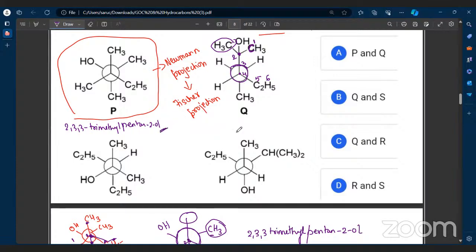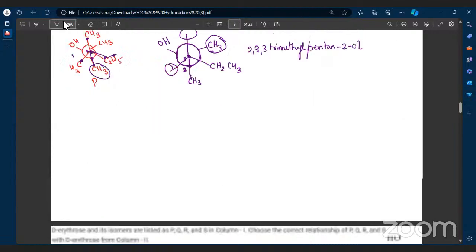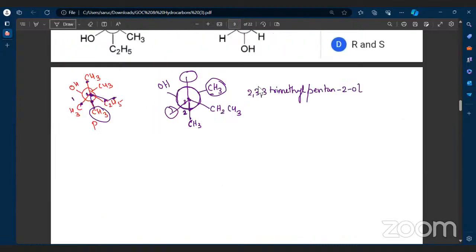Else, what you can do is convert it into the Fischer projection. So this is finding out by writing the names. If you write the IUPAC names, the one which has a similar name will be the answer. They are homomers because the name is similar, so we can say that they are identical. Else, you can convert it into the Fischer projection. Then how will you write the Fischer projection formula?